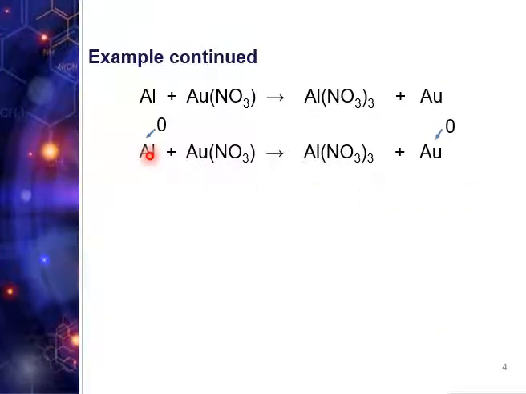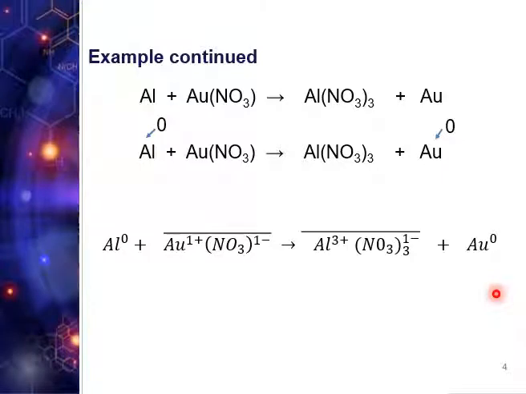Aluminum is an element by itself, therefore it's 0. Gold is an element by itself, therefore it is 0. Gold is a plus 1 because nitrate's a minus 1. And you have to have 3 nitrates on the right side of the equation because aluminum is a plus 3, nitrate's a minus 1. A plus 1 and a minus 1 is 0. A plus 3, 3 times a minus 1 is a minus 3. This is equal to 0. In redox reactions, however, we have to look at each individual element.